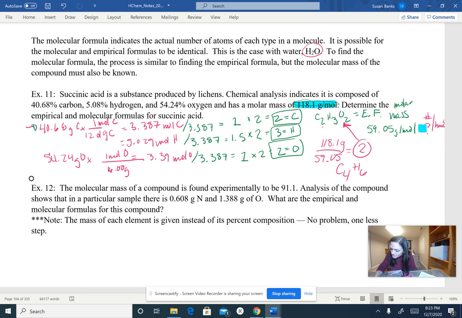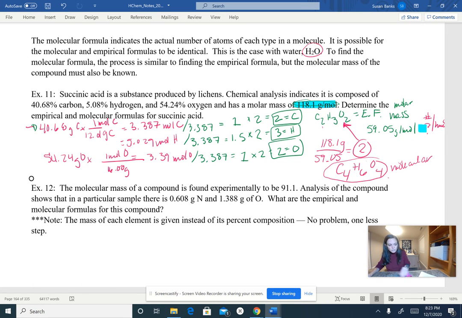And 2 oxygens times 2 would give me 4 oxygens. So this would be my molecular formula of succinic acid: C4H6O4. So beyond the empirical formula, I have to find the empirical formula weight. Then I have to figure out how many empirical formula units are in a molecule to find the molecular formula.